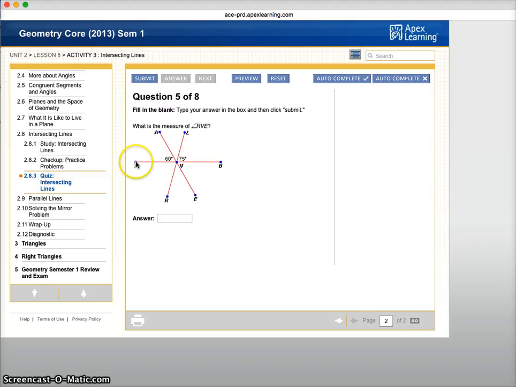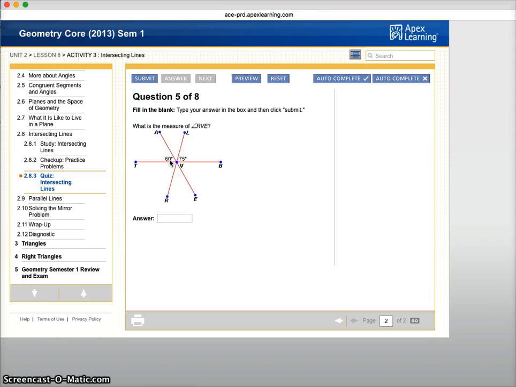Well, here's one thing I do know. All of these angles together form a straight line. That means it's going to be 180 degrees altogether. So these three angles together, nobody said it just had to be two, added together equal this straight line, which is 180 degrees. So what I do is I take 180 degrees and I subtract the two that I have.